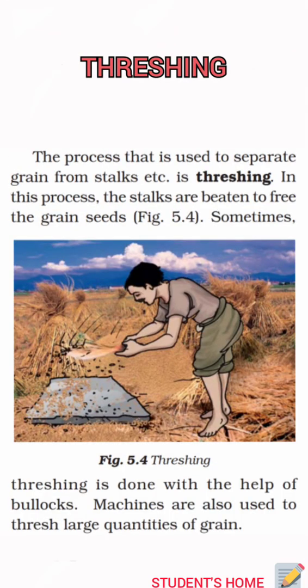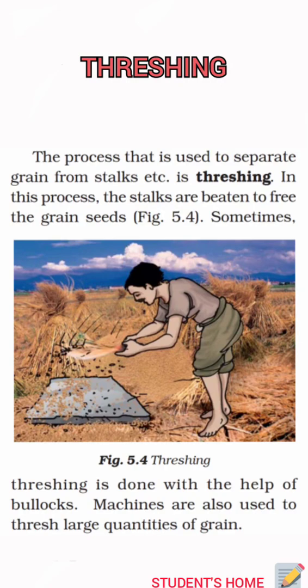Okay class, now coming to the next topic, that is threshing. You must have seen bundles of wheat or paddy stalks lying in fields after harvesting the crop. Stalks are dried in the sun before the grain is separated from them. Each stalk has many grain seeds attached to it. Now, imagine the number of grain seeds in hundreds of bundles of stalks lying in the field. How does the farmer separate grain seeds from those bundles of stalks?